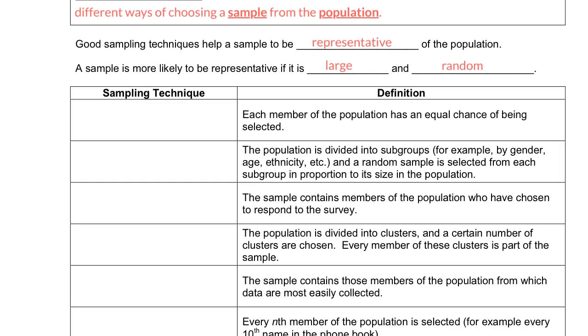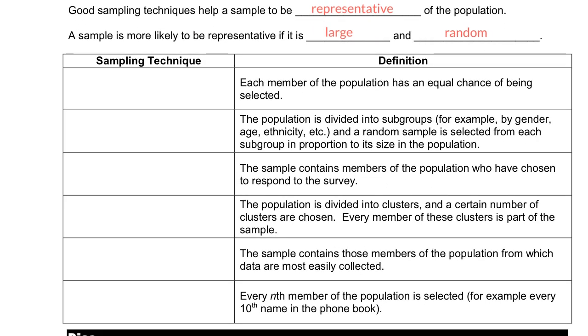So, I'm not going to spend a whole lot of time talking about each sampling technique. You have a list of definitions here. I'll put the names of the techniques over here and you can fill that in. Pause the video if you need to. A simple random sample is when each member of the population has an equal chance of being selected.